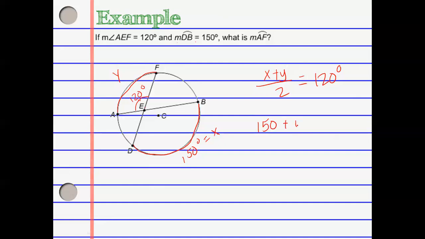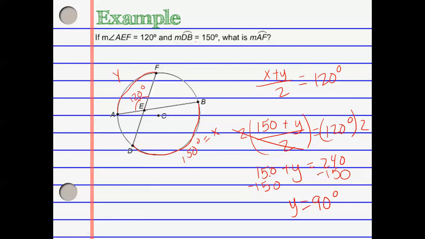Well, we already know one of those. We know 150. So we can say 150 plus Y divided by 2 equals 120 degrees. So we get rid of this 2 first. It's being divided by 2, so we're going to multiply it by 2. And that gives us 150 plus y equals 240. And then I'm going to subtract 150 from both sides and get y equals 90 degrees. So y we designated as AF. So that tells us the measure of arc AF is 90 degrees.